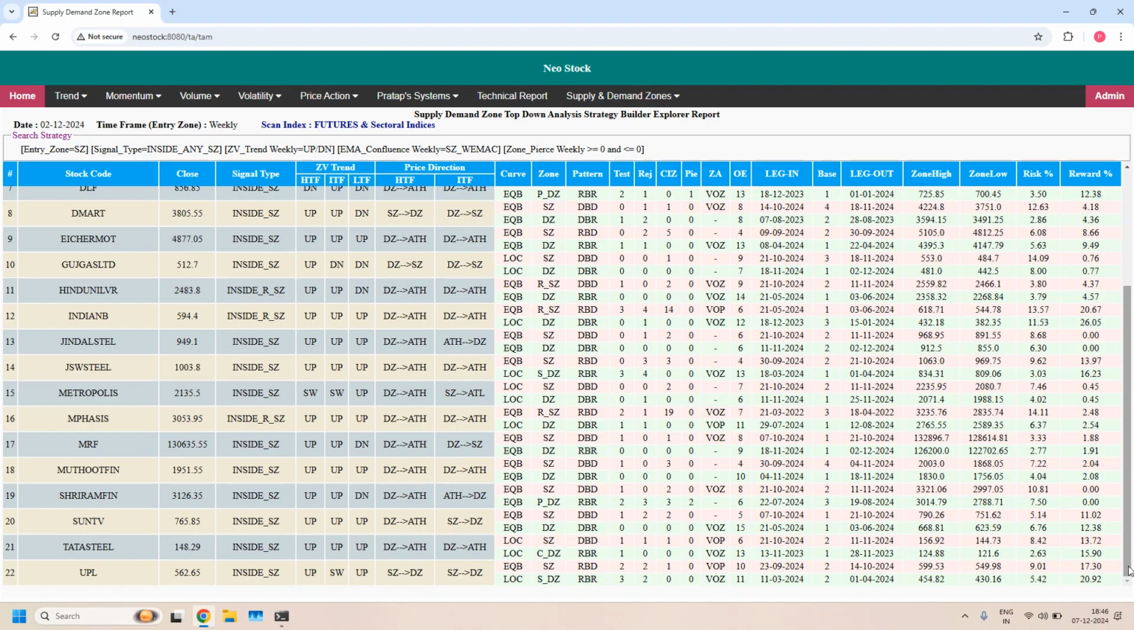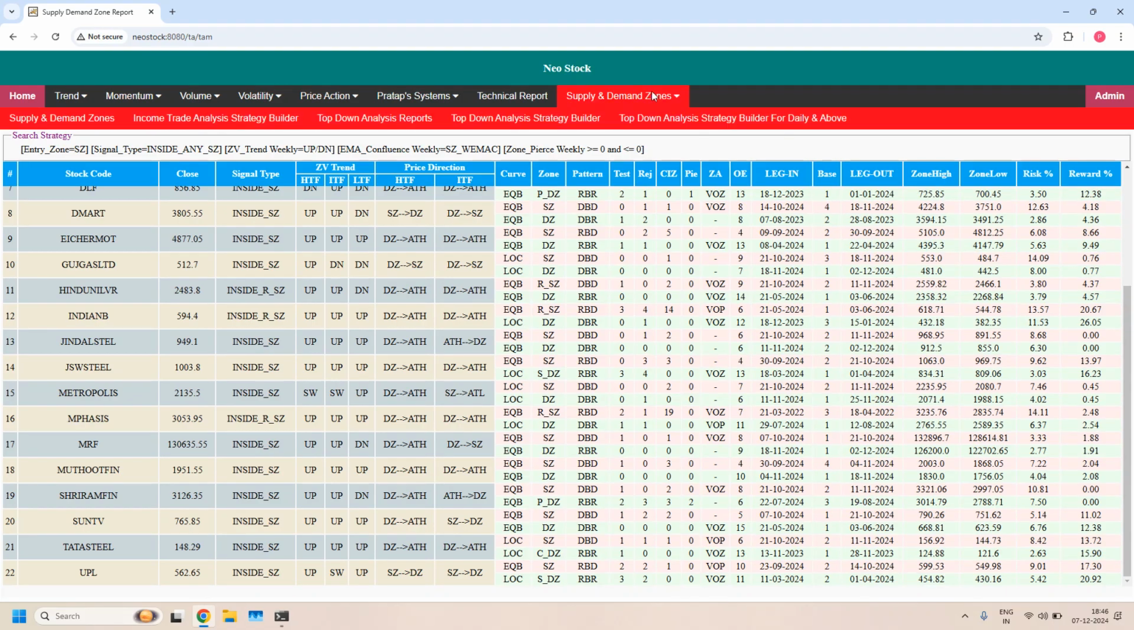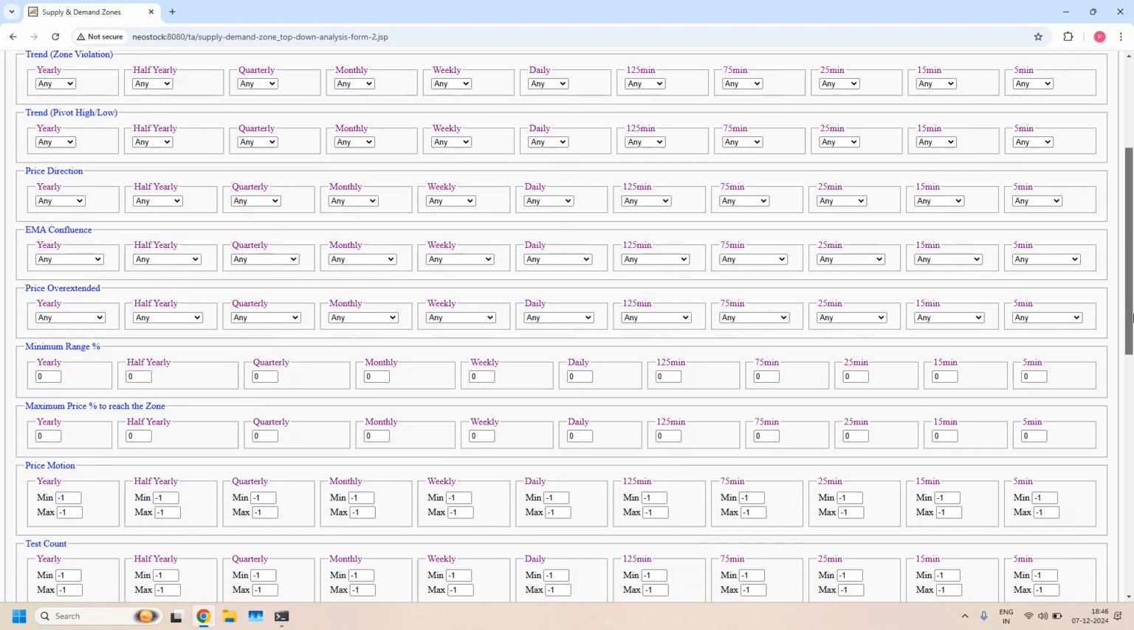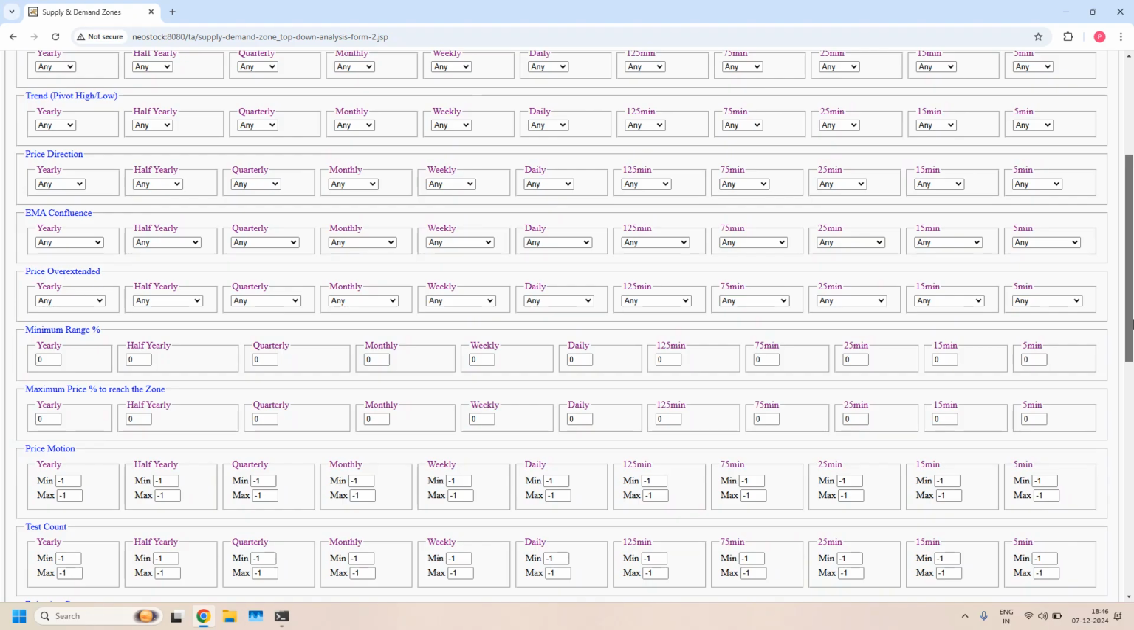Okay, this is about the prices closed inside the weekly demand zones. We can also filter the stocks based on zone confluence also. So weekly zone having monthly zone confluence, how many stocks are available? Let us filter. So weekly time frame. Entry zone should be weekly demand zone. And this weekly demand zone should not be pierced. So in the pierced count, weekly time frame, I am setting minimum value 0 and maximum value 0.